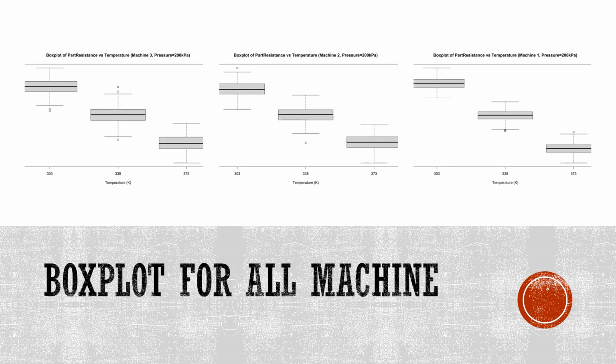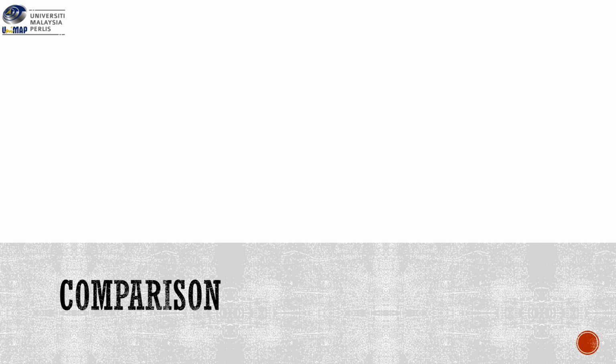So these are the box plots for all machines. These box plots show the part resistance of the machine versus the temperature of the machine. Next we are moving into the comparisons. We are going to compare the three machines based on the data we analyzed before.